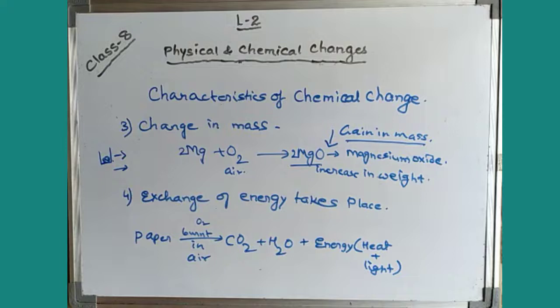That means energy is either given out or taken in. In many cases you will find that energy is being absorbed, and in many cases we find that energy is being released. So in this way we find that exchange of energy takes place in chemical changes. These are the common characteristics we discussed today about chemical changes. You will find some examples of chemical changes and physical changes given in the book. So please learn them and practice them nicely.